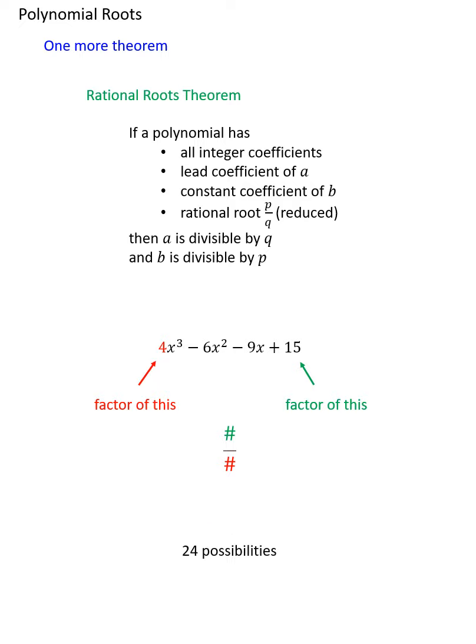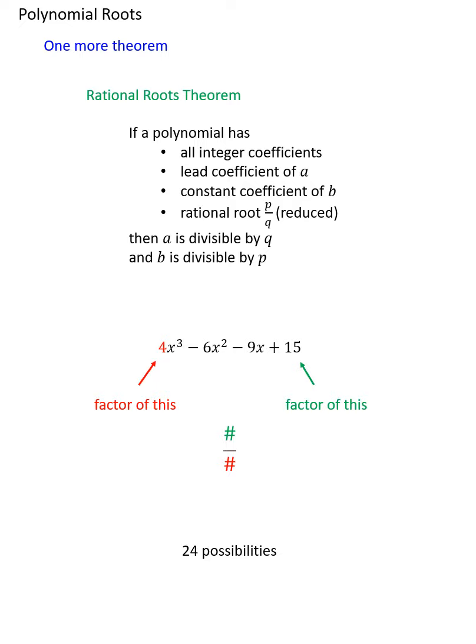Well, I've just showed you a few examples, but it turns out there are 24 possibilities. If I were to pick any factor of 15 divided by any factor of 4, you don't have to know why I got 24 possibilities. I wrote them all out. There were 24 of them.